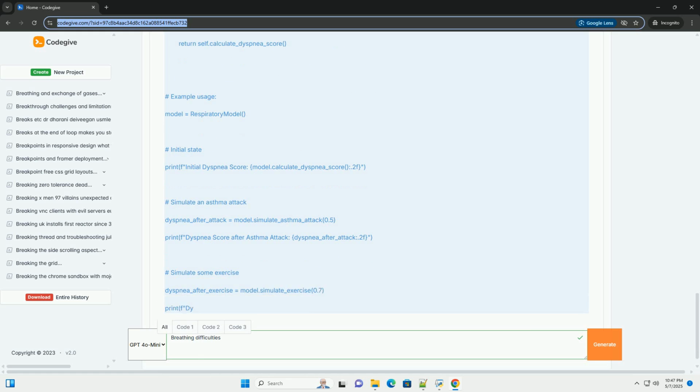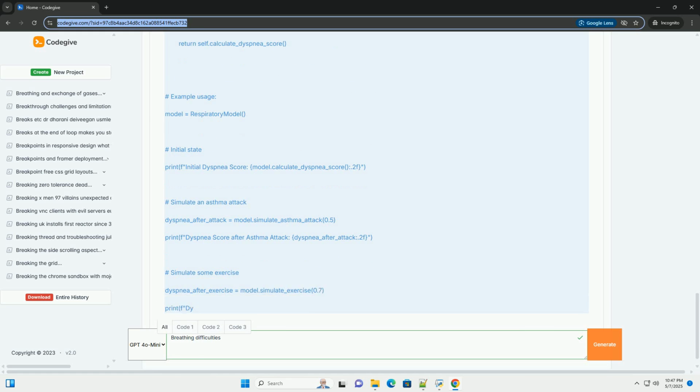Environmental factors. High altitude: lower oxygen levels at high altitudes can cause shortness of breath. Air pollution: exposure to pollutants can irritate the airways. Exposure to irritants or toxins: inhaling smoke, chemicals, or other irritants.